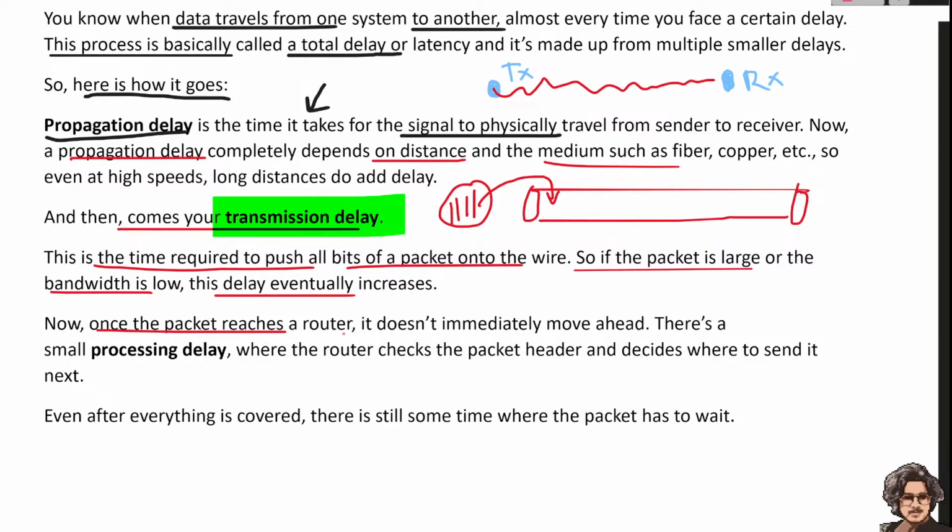Now, once the packet reaches a router, it does not immediately move ahead. There the packet header is checked to decide where to send it. At this position, first of all, we check the header of the packet and decide whether to send it onward or not. This time is called processing delay, which is checking all of this.